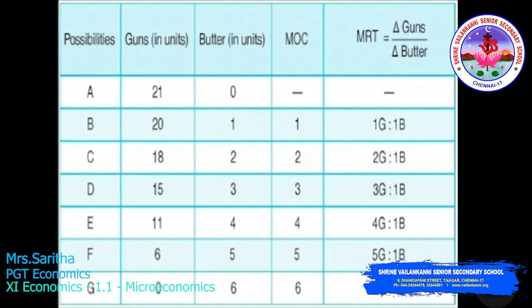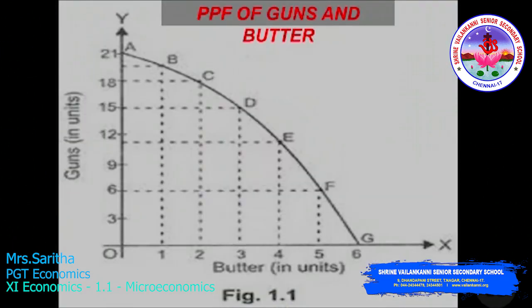When points A, B, C, D, E, F and G are joined, we get a curve, AG, known as the production possibility frontier. Just look at the diagram, everyone. The X-axis denotes butter, the Y-axis denotes guns. At possibility A, whatever the resources, they have produced only guns, that is 21 units of guns and no butter. At point G, the resources are used only for butter, that is 6 units of butter, and no guns can be produced.